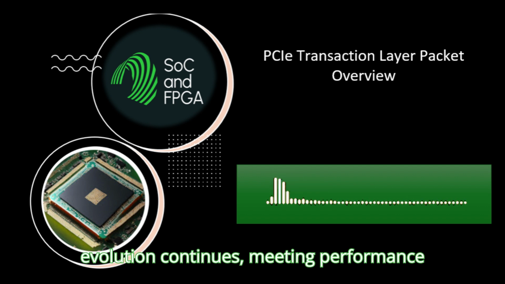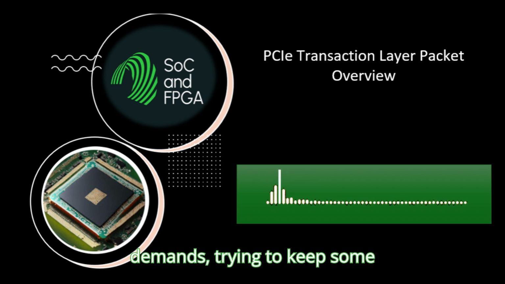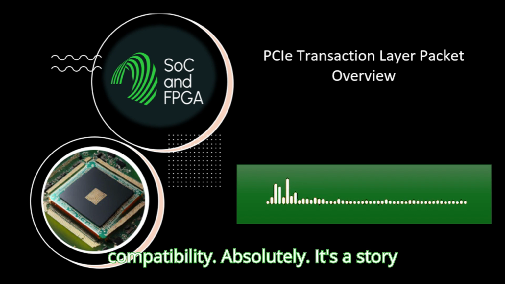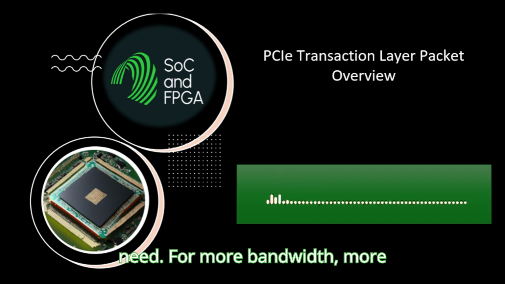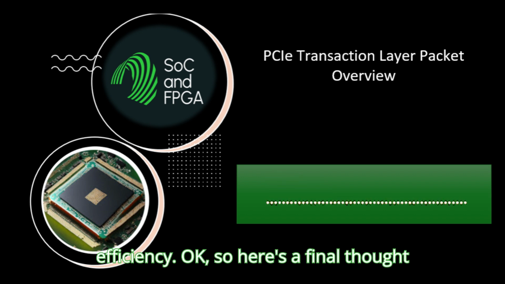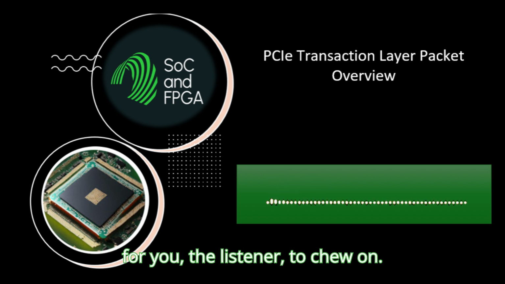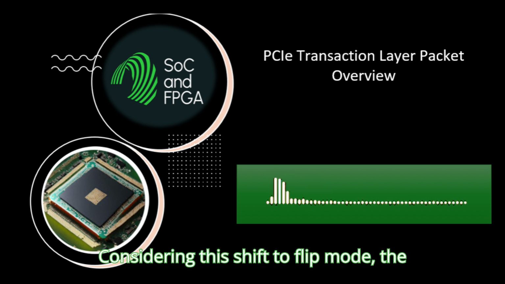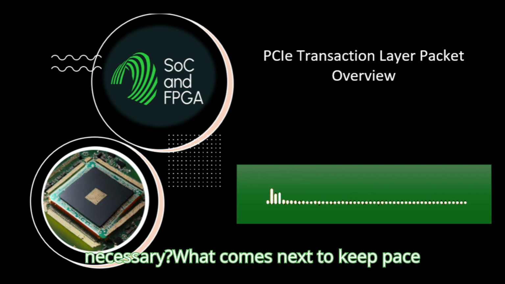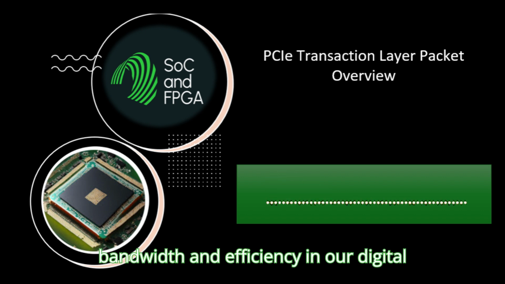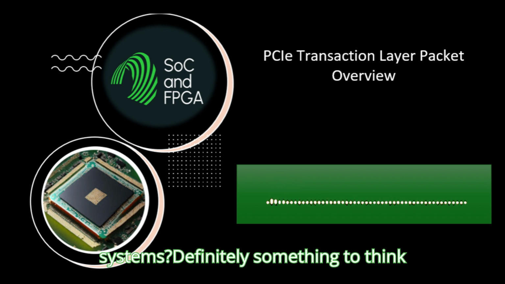So the evolution continues, meeting performance demands, trying to keep some compatibility? Absolutely. It's a story of constant innovation responding to the need for more bandwidth, more efficiency. Okay, so here's a final thought for you, the listener, to chew on. Considering this shift to FLIT mode, the ever-increasing complexity, what future innovations do you think will be necessary? What comes next to keep pace with these insatiable demands for bandwidth and efficiency in our digital systems? Definitely something to think about.